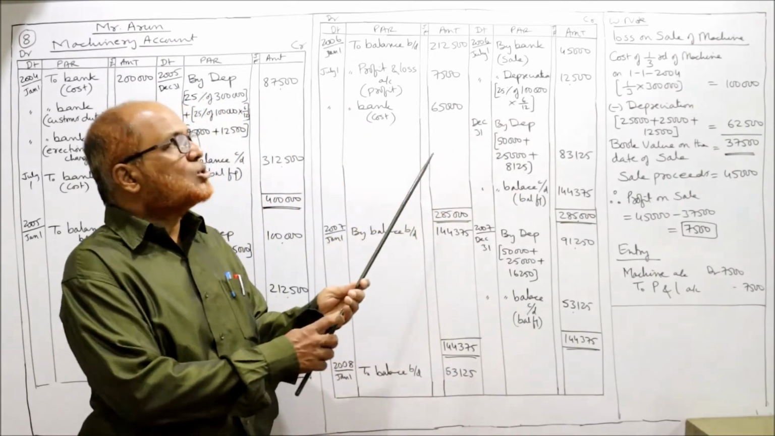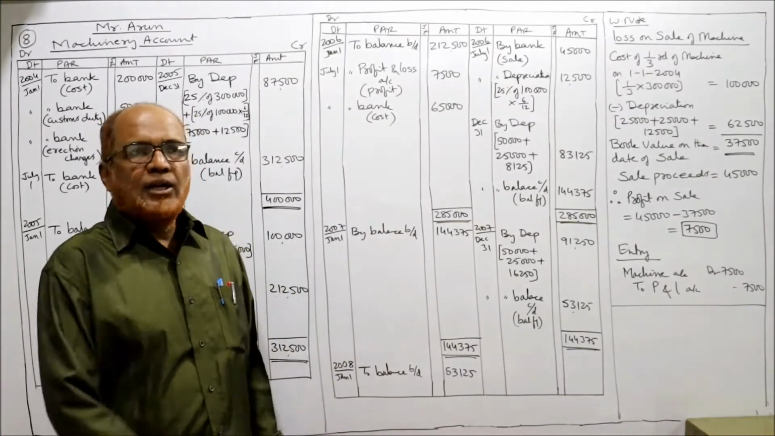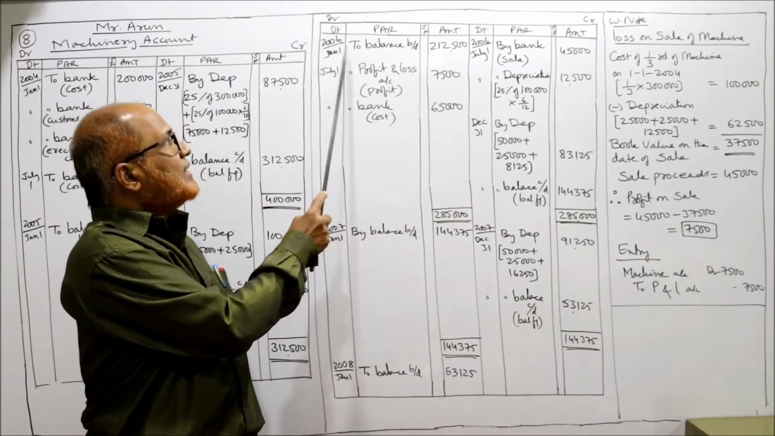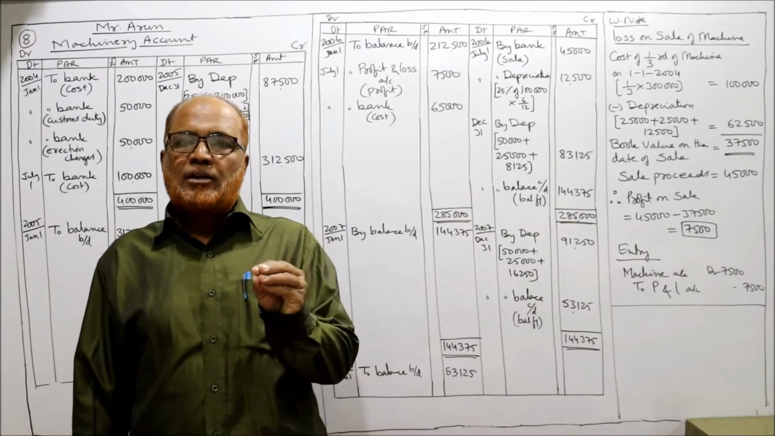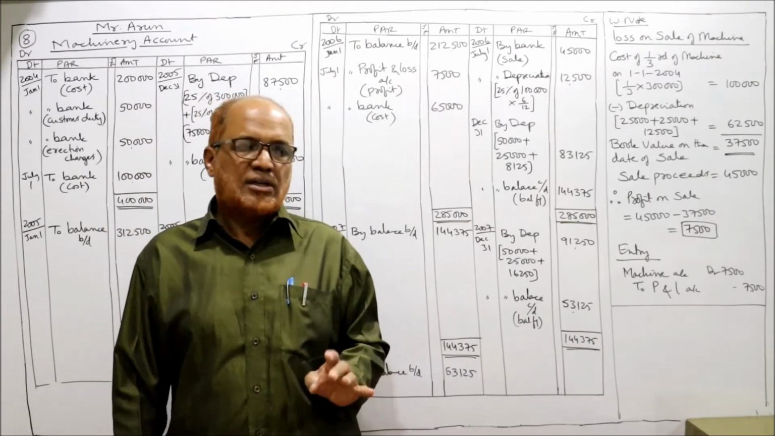25,000. But it is sold on 1st July. Half year. During the current year, the machine is used only for half year, from January 1st to July 1st. That means for 6 months. So 1/3 of the total depreciation is 25,000.